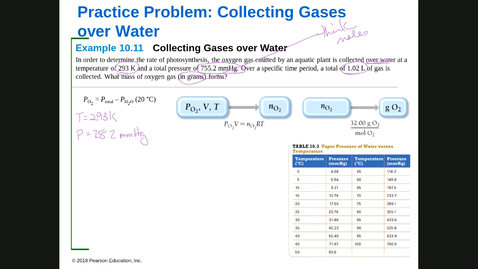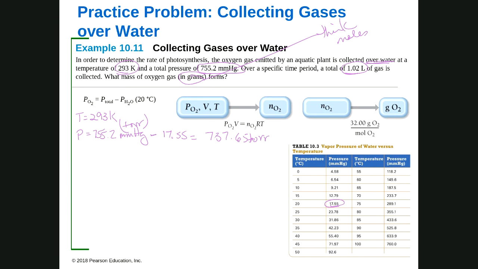The vapor pressure of water at 20 degrees C is 17.55 millimeters of mercury. So I have to correct for that by subtracting 17.55, and this is going to be my actual pressure. I think it's called torr. Torr and millimeters of mercury, if you recall, are the same. So it's 737.65 torr.